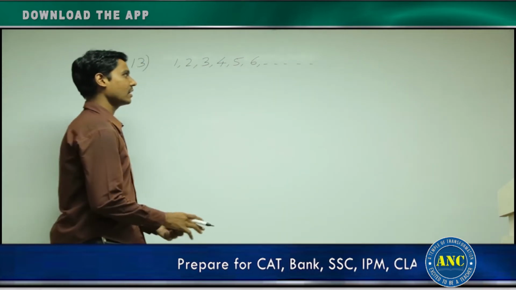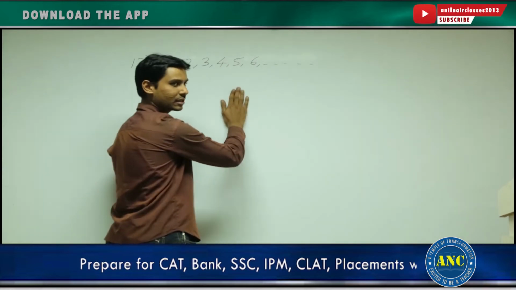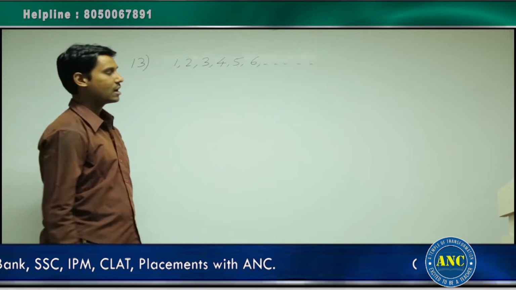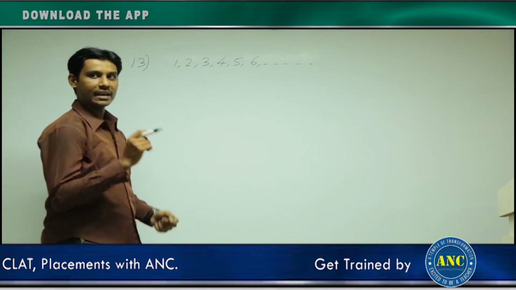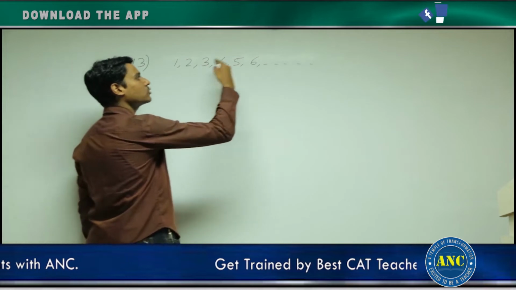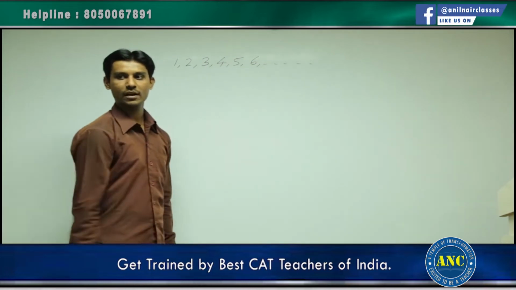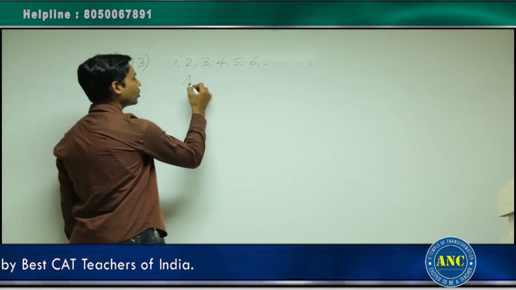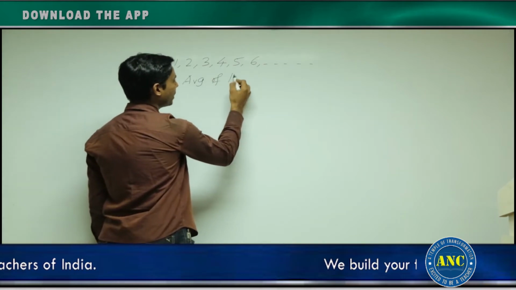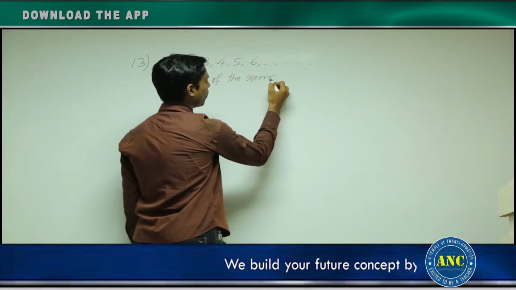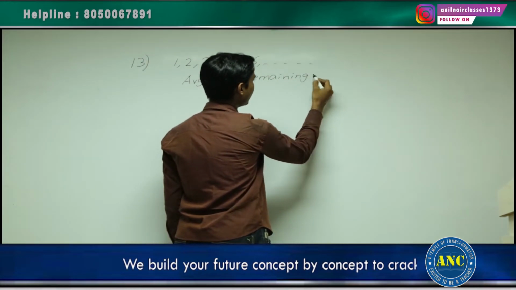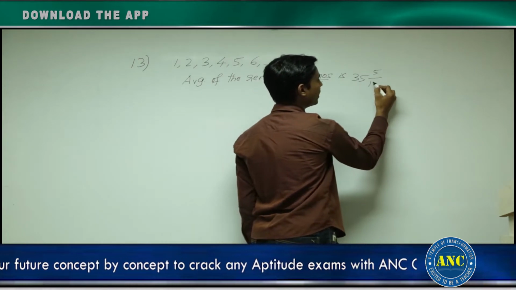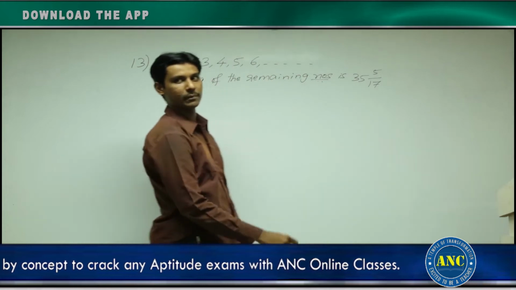After writing all the natural numbers, I will erase a number. I don't know which number I am erasing. When I erase the number, there are remaining numbers left on the board. I will find the average of the remaining numbers. It is said that the average of the remaining numbers is 35 5 by 17.